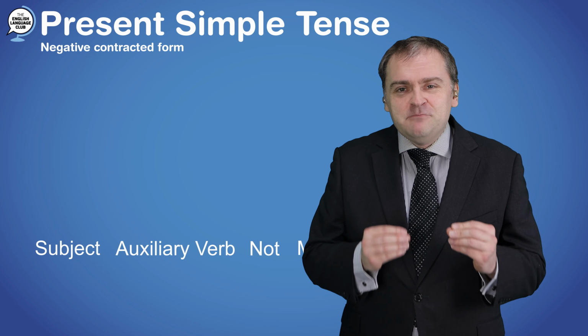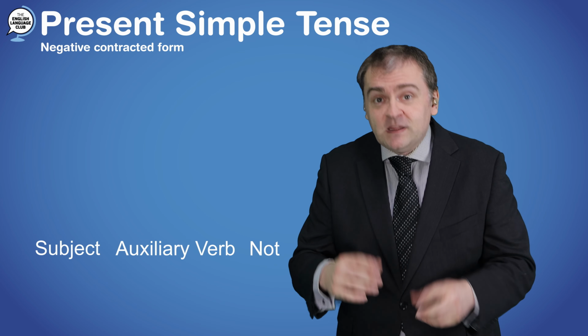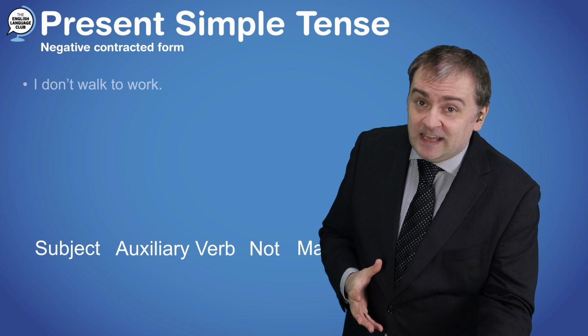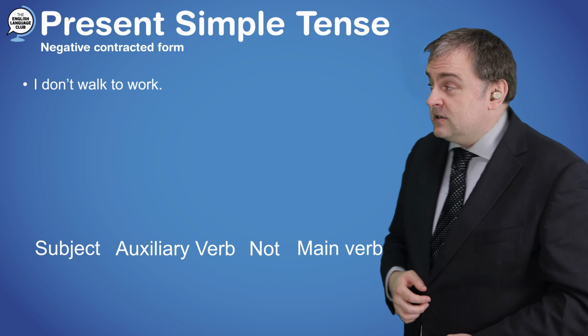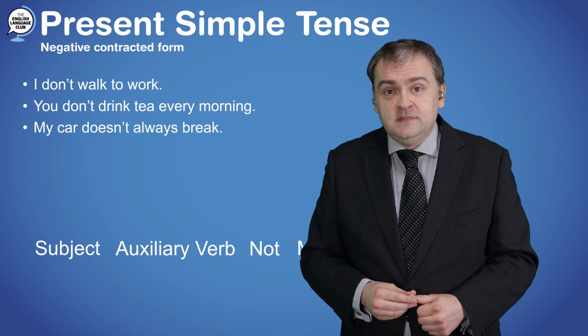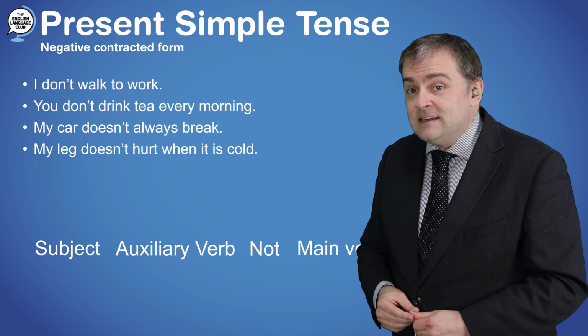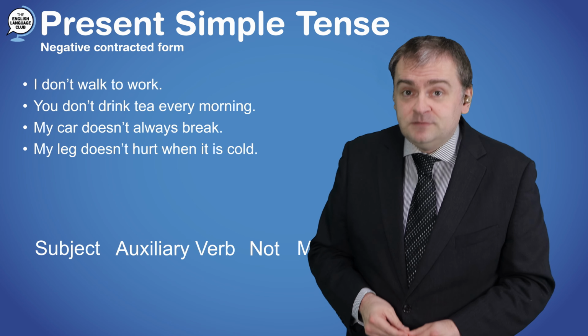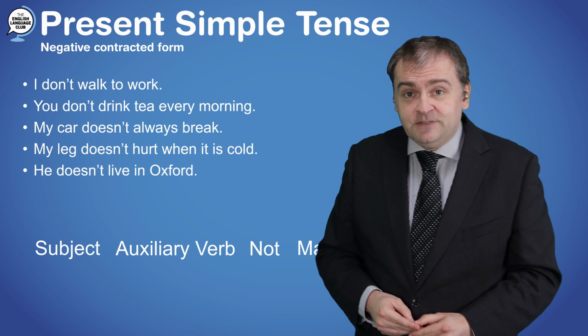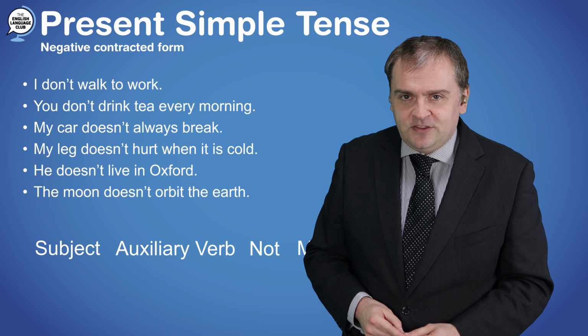In English, because we use auxiliary verbs so much, we often contract them. So we're more likely to actually say, I don't walk to work. You don't drink tea every morning. My car doesn't always break. My leg doesn't hurt when it's cold. He doesn't live in Oxford. The moon doesn't orbit the earth.